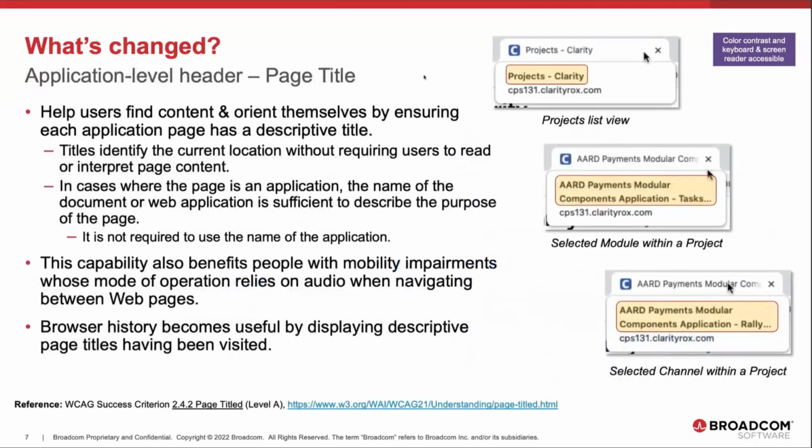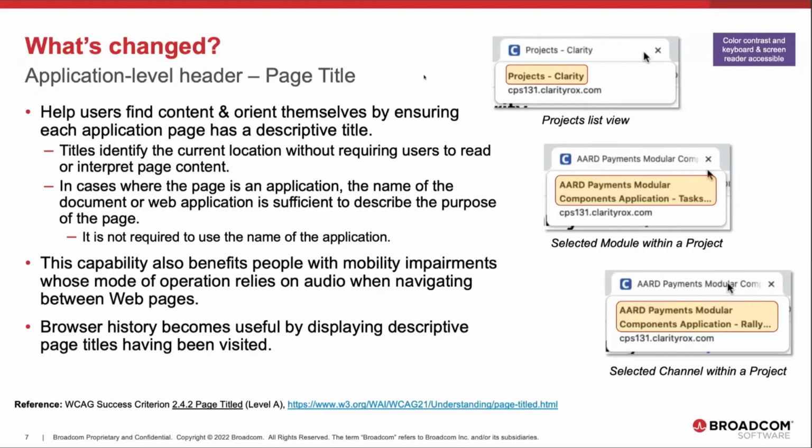There is also now what we call an application header page title. So there's a few examples of it on the right-hand side, going from high to low as far as granularity. When you're looking at a project's grid, for example, then you navigate into that particular project, it tells you what module you're on, in this case, a task. And then there's also another example: if you were to navigate to a channel, the page title will also indicate the name of the channel.